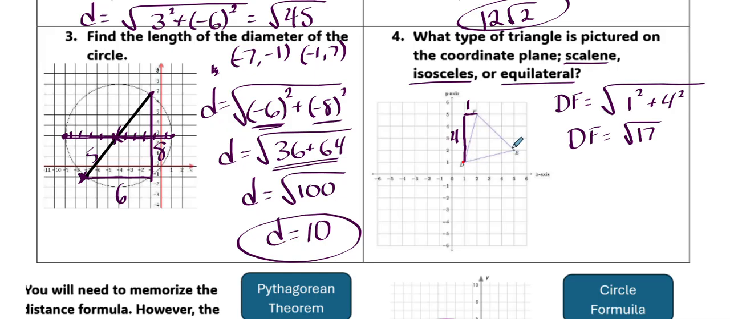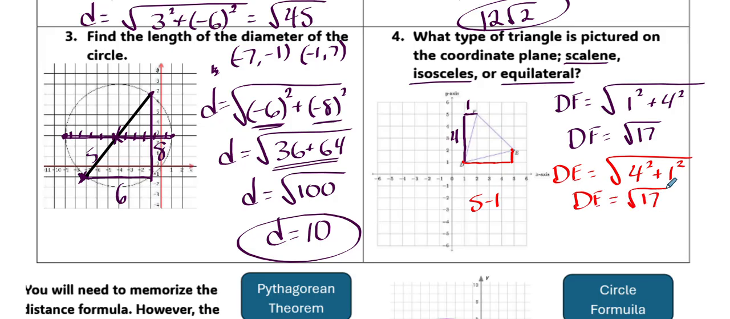So I'm going from D to E. My horizontal distance is 1, 2, 3, 4. So that's going to be 4 squared. Again, if you wanted to do x2 minus x1, you'd end up doing 5 minus 1, which would give you that 4 anyway. I just think if you're going to be given a picture, you might as well draw the triangle and just count rather than subtract the coordinates. And then our difference in y's is just 1. We're going up 1 spot. So you can see immediately those are going to be the same. DE is also going to be the square root of 17.